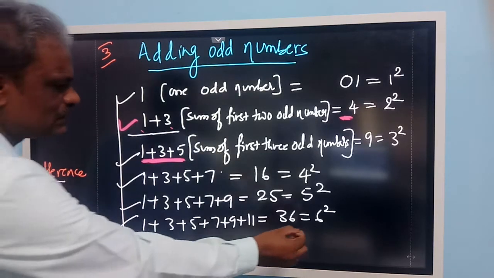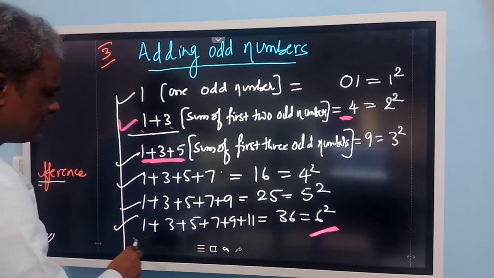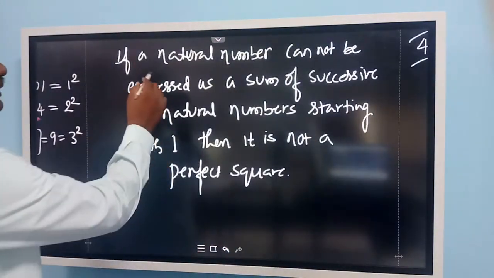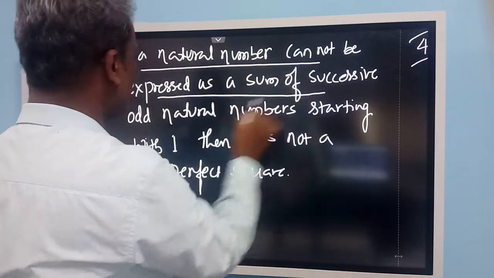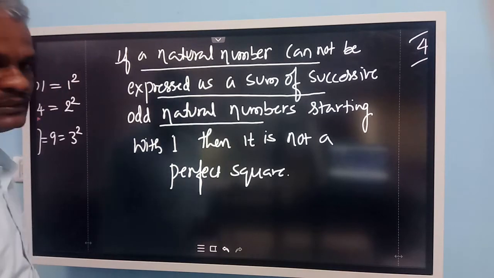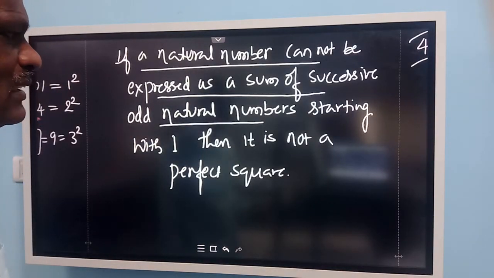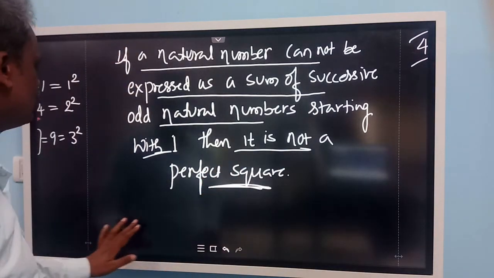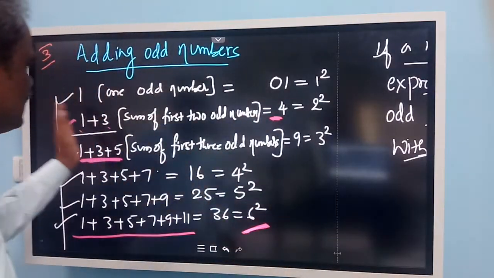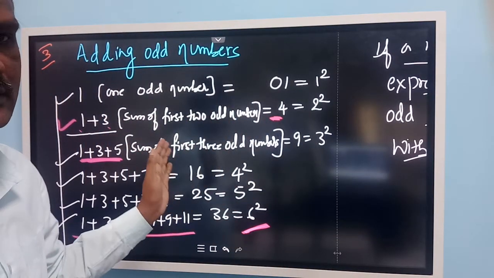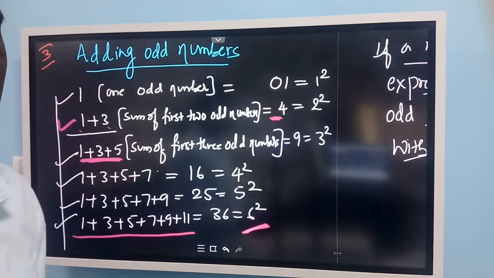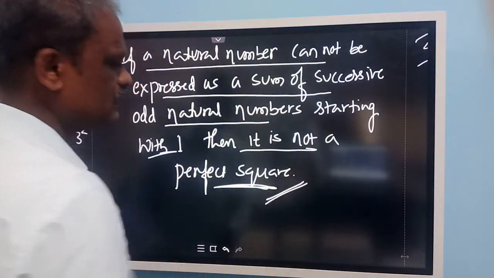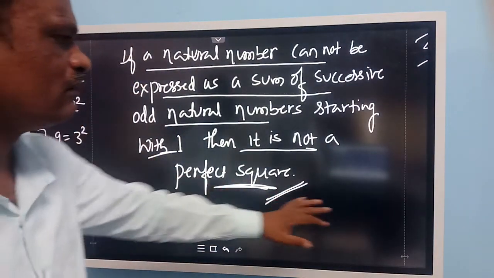See, all the square numbers can be expressed as a sum of odd numbers. So that's the property we can write like this. If a natural number cannot be expressed as a sum of successive odd natural numbers starting with 1, then it is not a perfect square. All perfect square numbers can be expressed as a sum of odd natural numbers. If you cannot express them so, then it cannot be a perfect square number. So this is the property that we are getting by looking at the previous pattern.